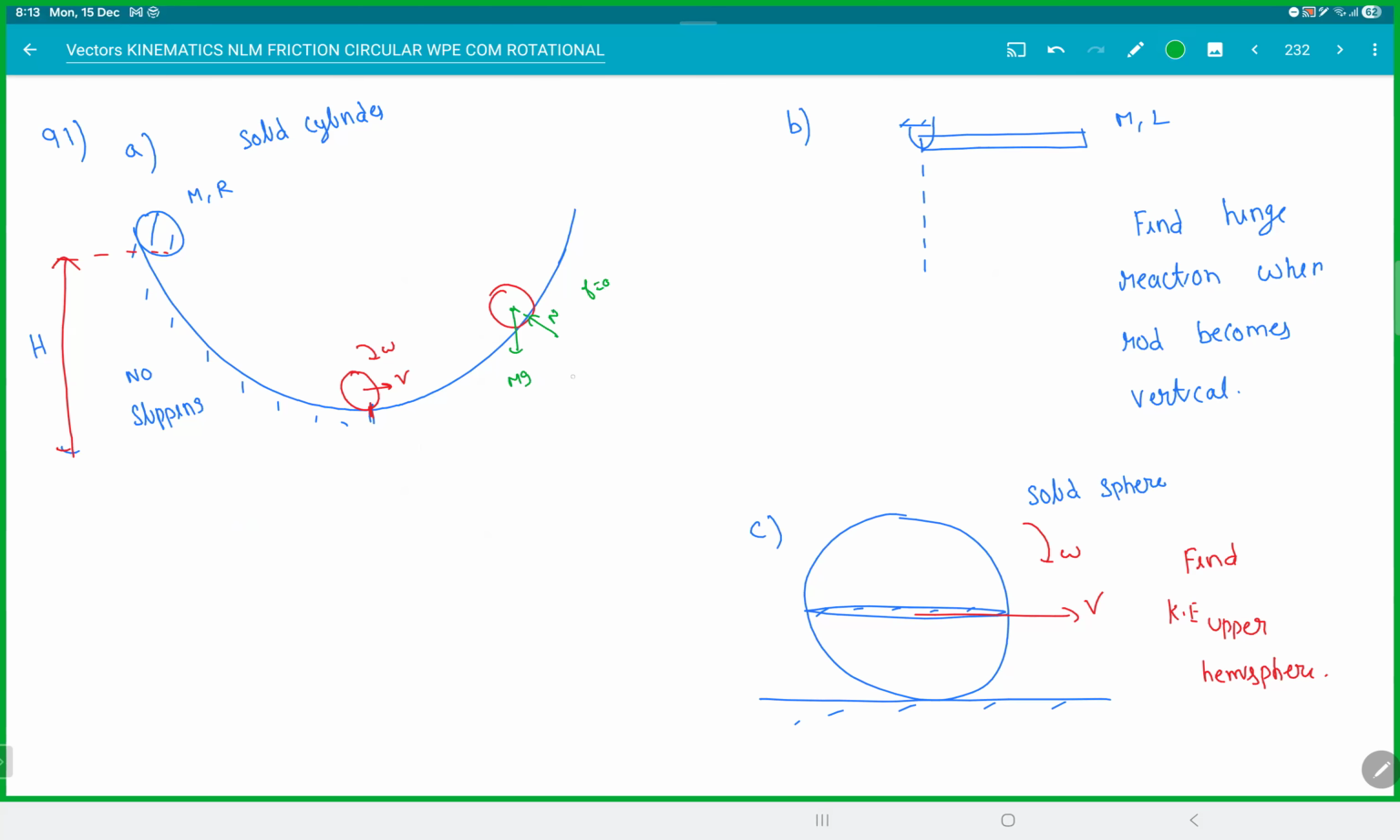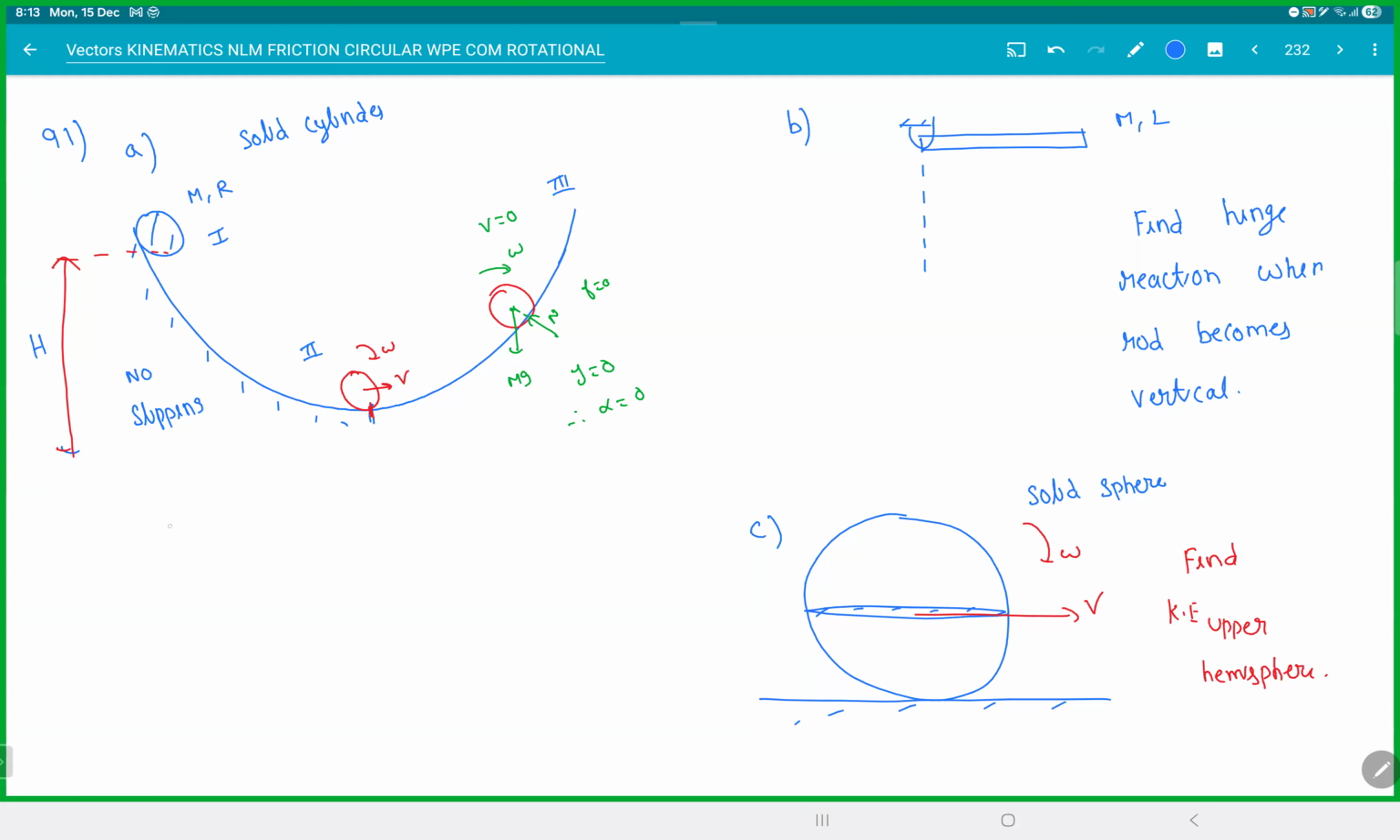So torque is 0, therefore alpha is 0. If alpha is 0, that means no one can change your omega. Omega remains the same. So at the highest point, your velocity will be 0, but you still have that same omega which you had at the lowest position.